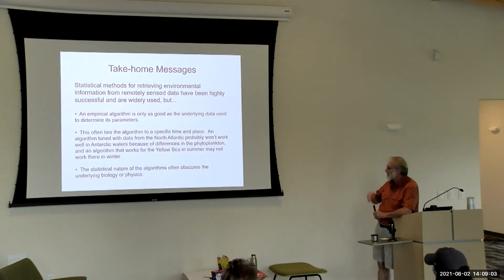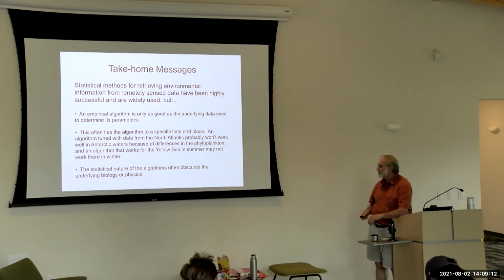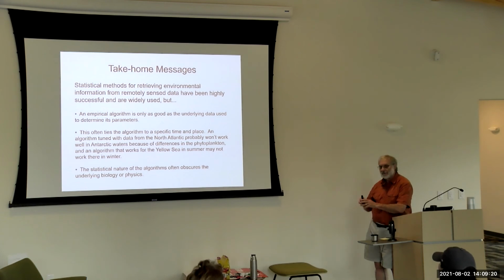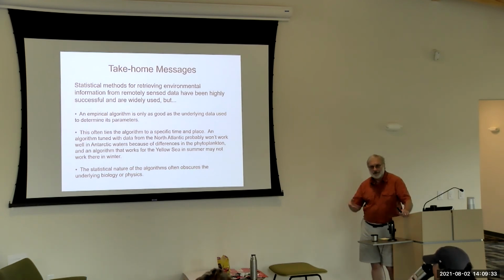The take-home messages there are that these statistical methods work very well. They're still used. That's what MODIS and VIIRS are using for all different outputs. They're only as good as the underlying data that you use to determine the coefficients, whether it was a neural network or whether it was just a simple equation. You always have to look at the data. And the statistical nature of the algorithms often obscures the underlying biology or the physics.